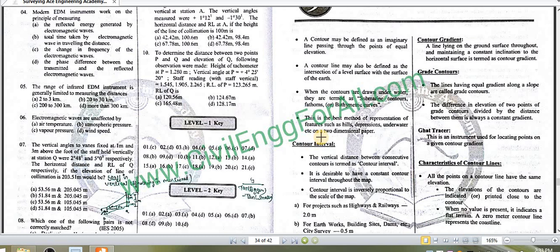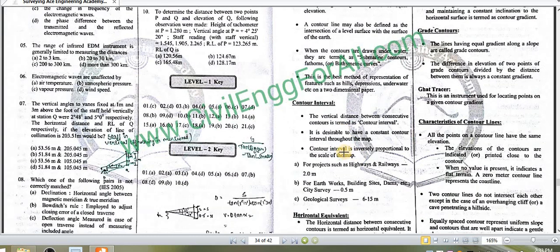Contour interval is inversely proportional to the scale of the map. So contour interval is basically inversely related to the scale of the map. If the map scale is high, the interval will be less, and if the map scale is low, then it will be more. For projects such as highways and railways, generally the contour interval is taken as 2 meters.